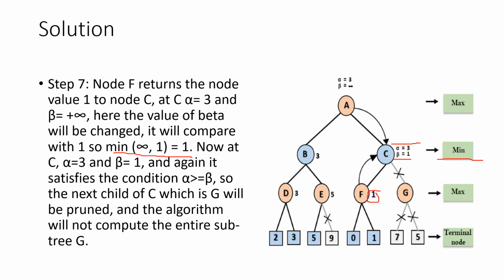But now there is a condition, alpha is greater than or equal to beta. Here alpha is greater than beta. So that means the next child node of C, that is G, will be pruned. So the algorithm will not compute the entire subtree G. So it will not compare this part, so we are not exploring this part, and this we have already proven. And now the min max value will be 1, because here we have only one value.